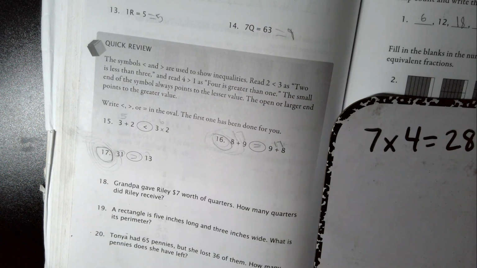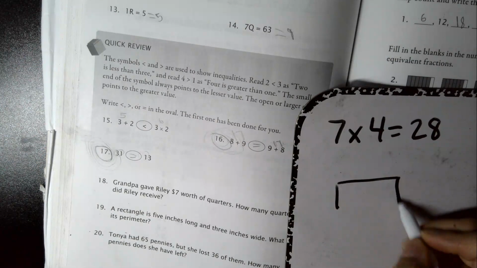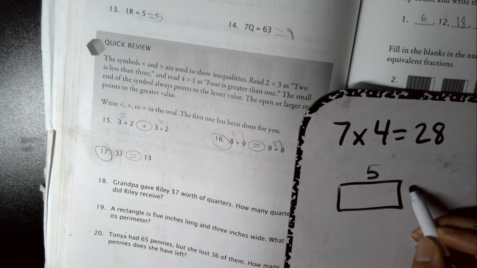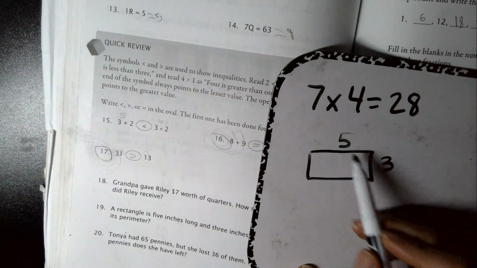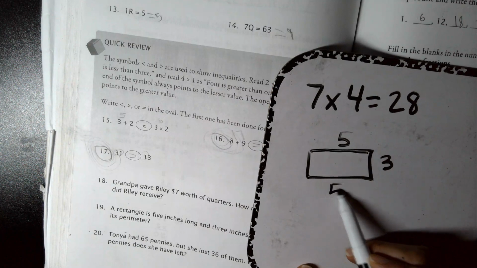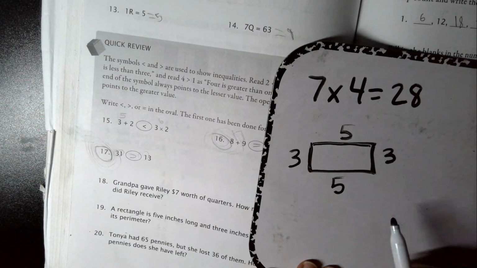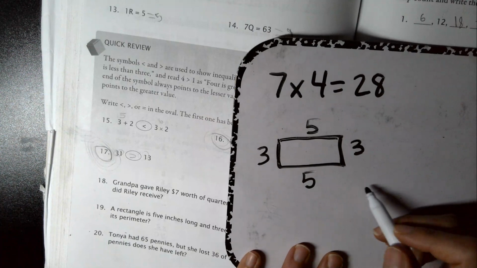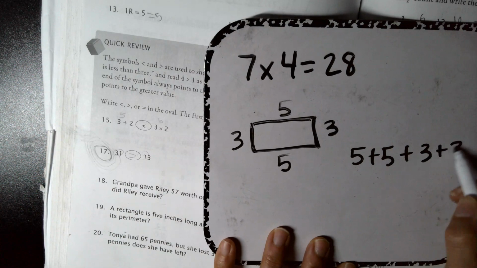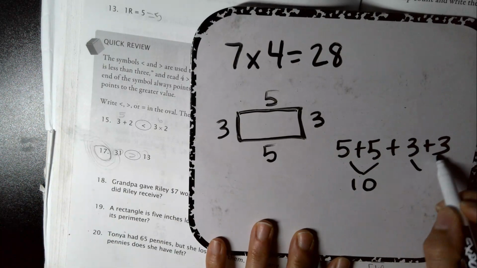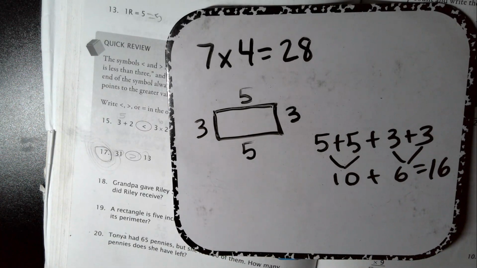Okay, and then it says a rectangle is 5 inches long, 3 inches wide. What is its perimeter? Well, if this side is 5, then so is this one. If this side is 3, so is this one. Now perimeter is the long word, so it's going to be the long equation, which is 5 plus 5 plus 3 plus 3. And then these are 10, these are 6, and this is 16. Okay, so the perimeter is 16.